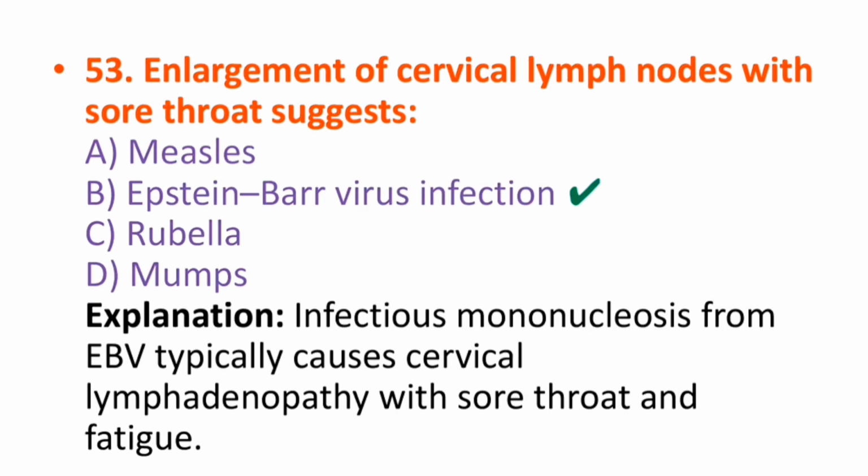Enlargement of cervical lymph nodes with a sore throat suggests: option A measles, option B Epstein-Barr virus infection, option C rubella, option D mumps. The correct answer is option B Epstein-Barr virus infection. Infectious mononucleosis from EBV typically causes cervical lymphadenopathy with sore throat and fatigue.